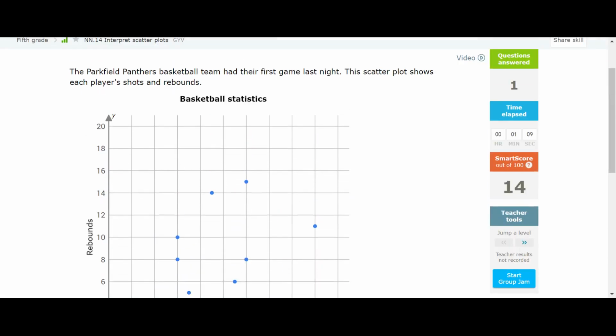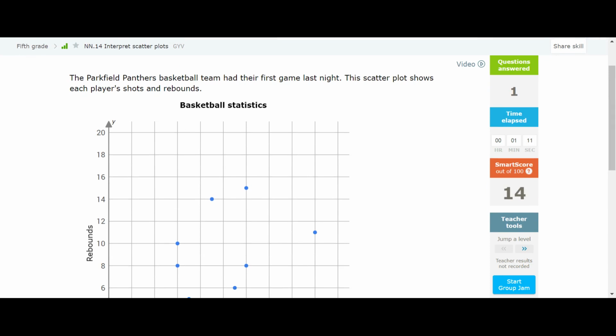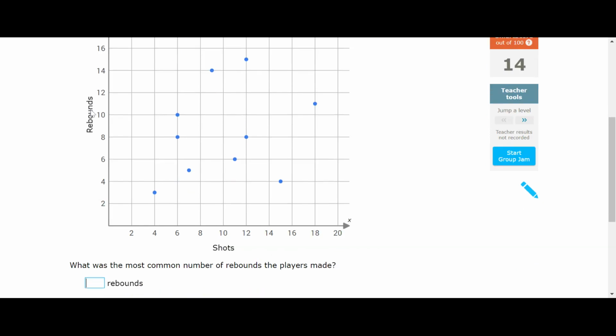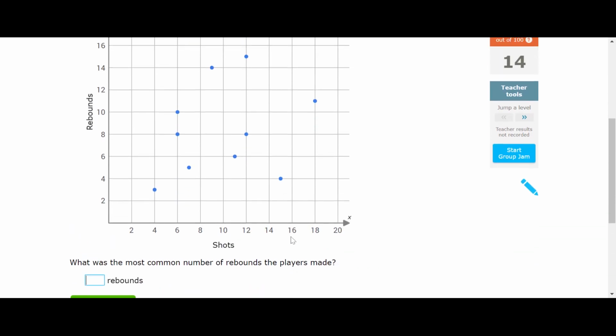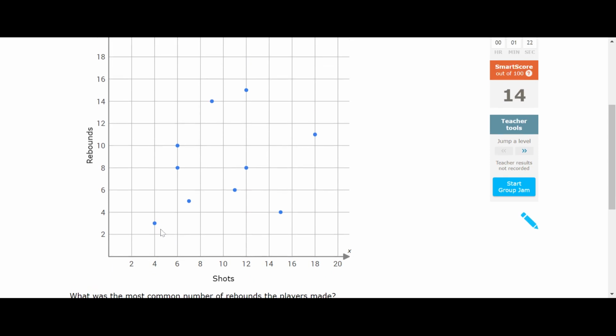This one, the Parkfield Panthers basketball team had their first game last night. This scatter plot shows each player's shots and rebounds. What was the most common number of rebounds the players made? So I'm looking here at the most common number of rebounds. On rebounds, I would look for any number that has more than one, or that has the most plots on that line, on that axis.